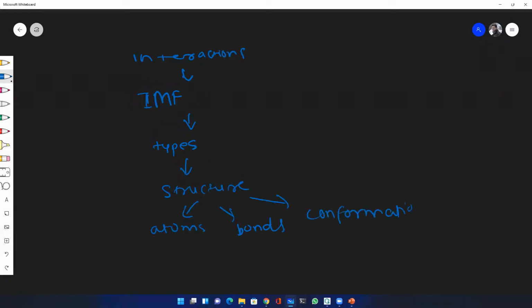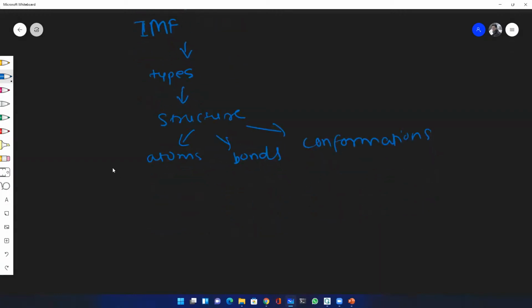So these are the key terms of the basis of structure we need to understand to see where it comes from. Based on the atoms, bonds, and conformation, we can understand what kind of forces they will be able to exert on other molecules or other atoms in the vicinity. And then if we know the forces, we can compute the energy. If we know the energy, we can understand the chemical reaction happening.